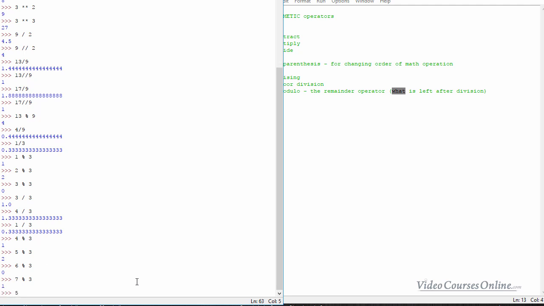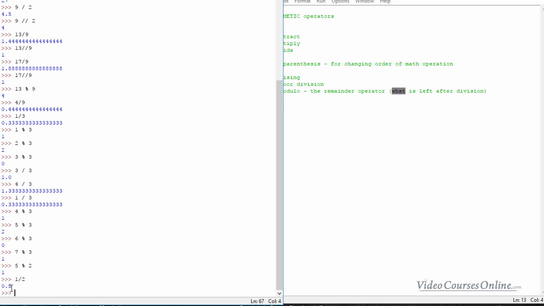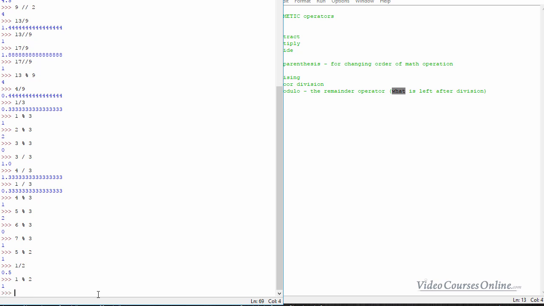So 5 modulo 2 is really 1. Why? Because 5 divided by 2 is 2 and a half. And the half is really something like 1 divided by 2, which is the half, right? And this is the part that we are looking at, the numerator. So 1 modulo 2 would be 1. So that's why 5 modulo 2 is 1.